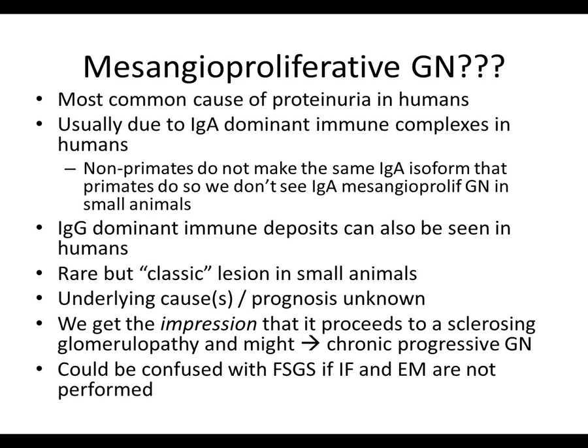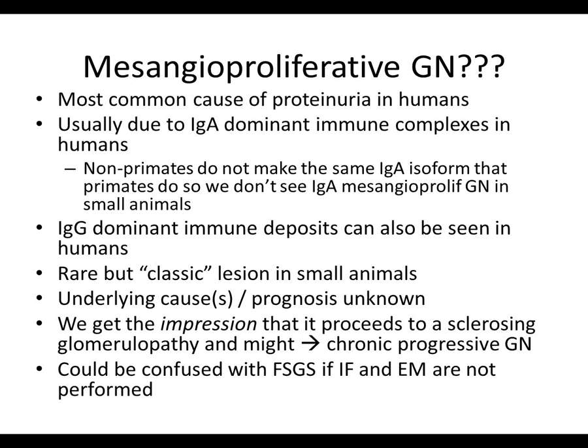So that being said, this case had IgG positive staining. I didn't show you that picture, but there is IgG positive staining in this case. IgG dominant mesangioproliferative disease can happen in humans, and that's probably what we see in small animals as well. Again, it seems to be fairly rare, but the reason I wanted to show it to you is because it is a fairly classic lesion. It's one of those rare but kind of pathognomonic lesions.